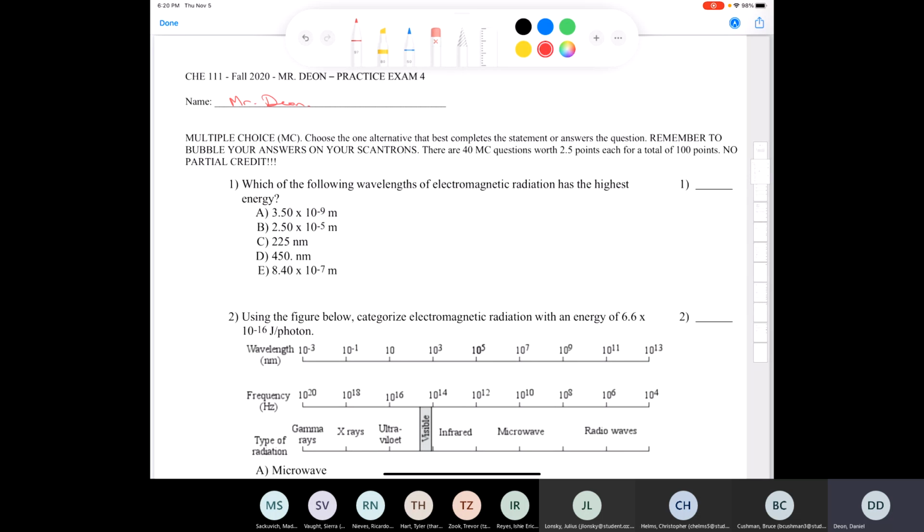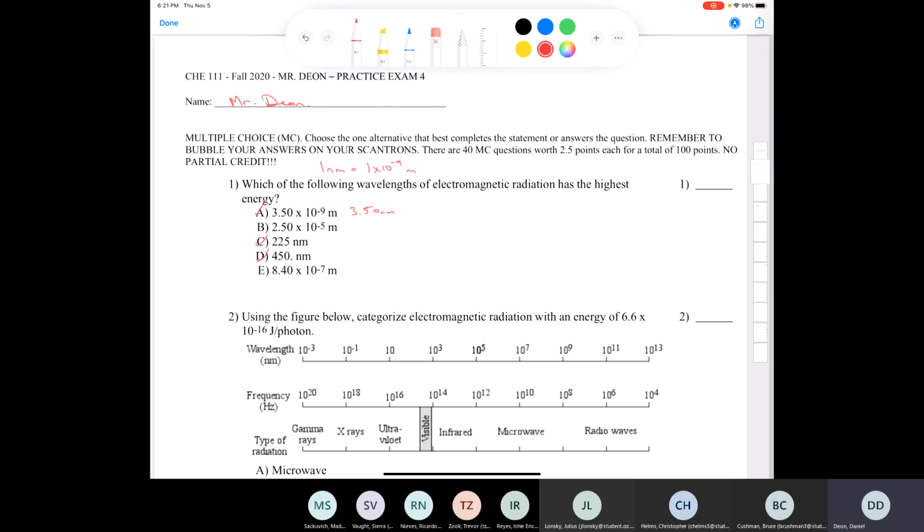Question number 1 says, which of the following wavelengths of electromagnetic radiation has the highest energy? We have all of these wavelengths here. Unfortunately, some of them are in nanometers and other ones are in meters. I'm going to go ahead and convert the first one into nanometers. Since I know that one nanometer is equal to 1 times 10 to the minus 9 meters, I know that A is actually equal to 3.50 nanometers. So I've got A done.